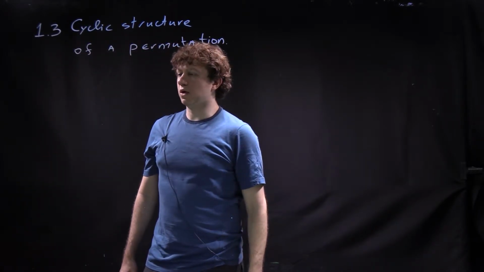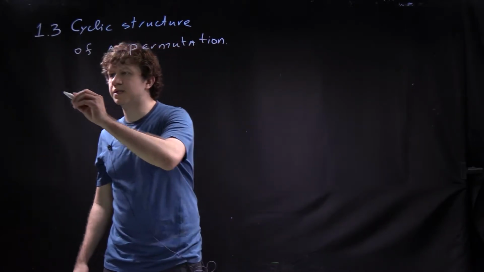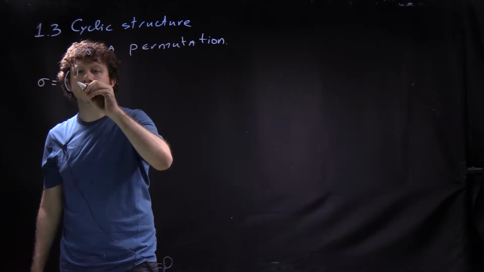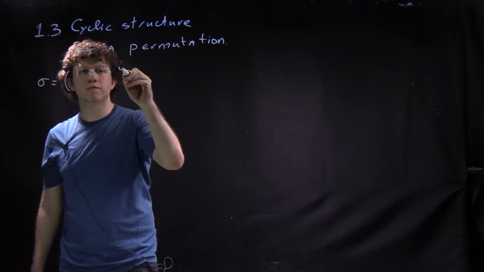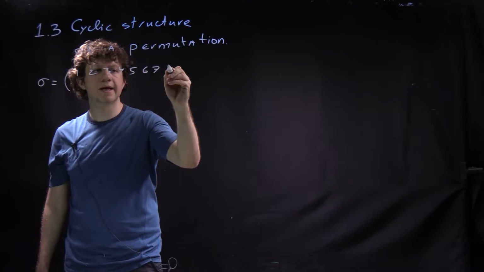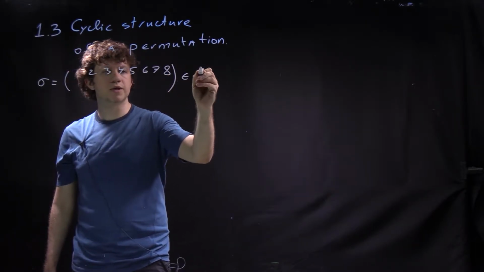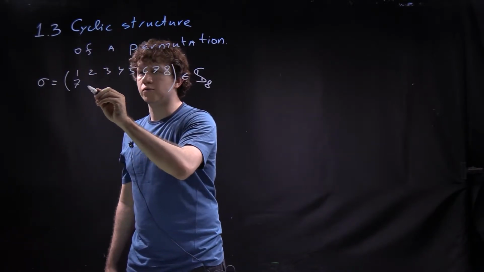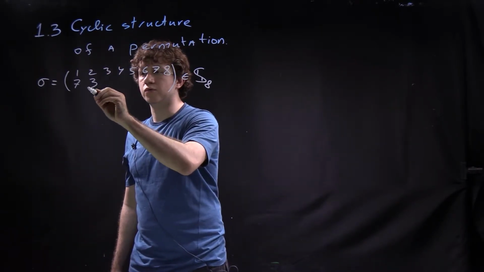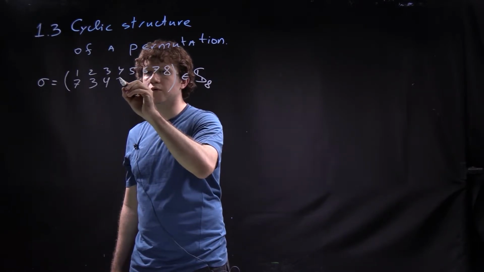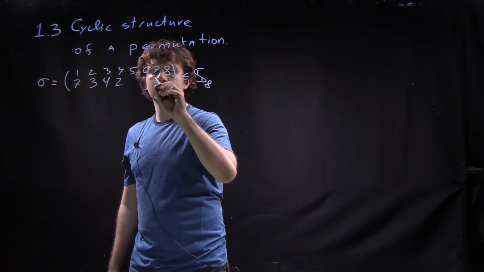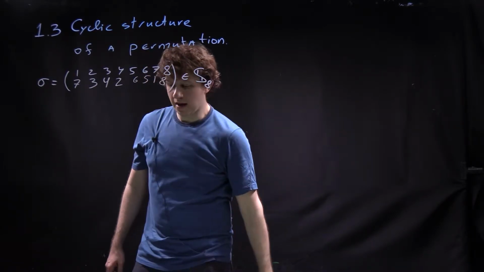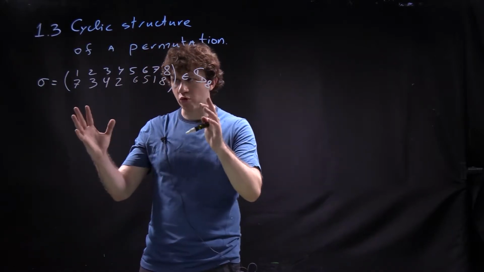Okay, so let's start. Let's take a certain permutation sigma, and I will write something quite crazy. 1, 2, 3, 4, 5, 6, 7, 8. So it's in S8, and 1 goes to 7, 2 goes to 3, 3 goes to 4, 4 goes to 2, 5 goes to 6, 6 goes to 5, 7 goes to 1, 8 goes to 8. And as we already discussed, I can draw it.